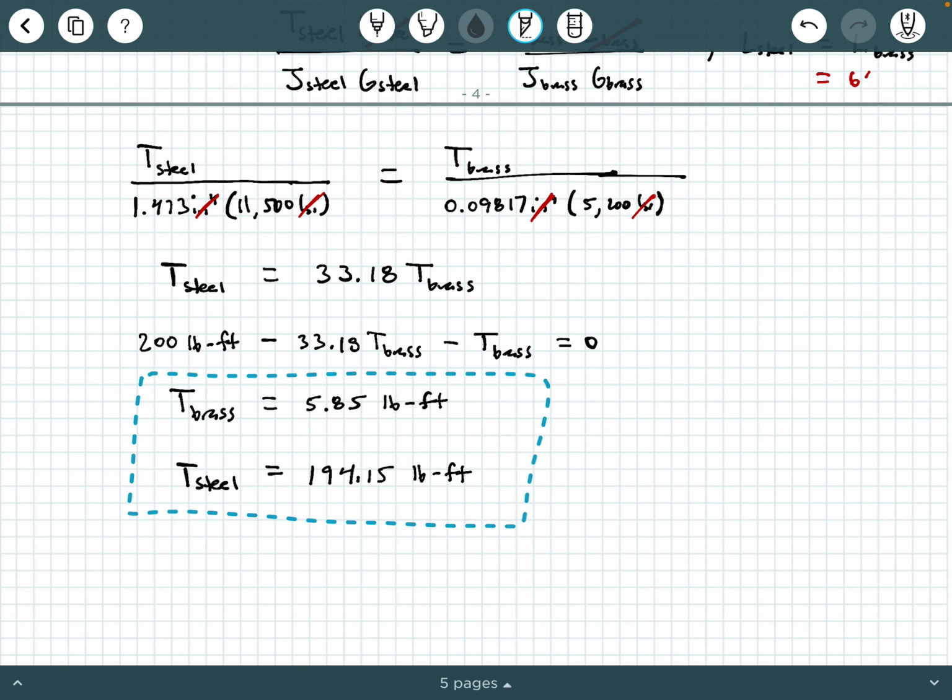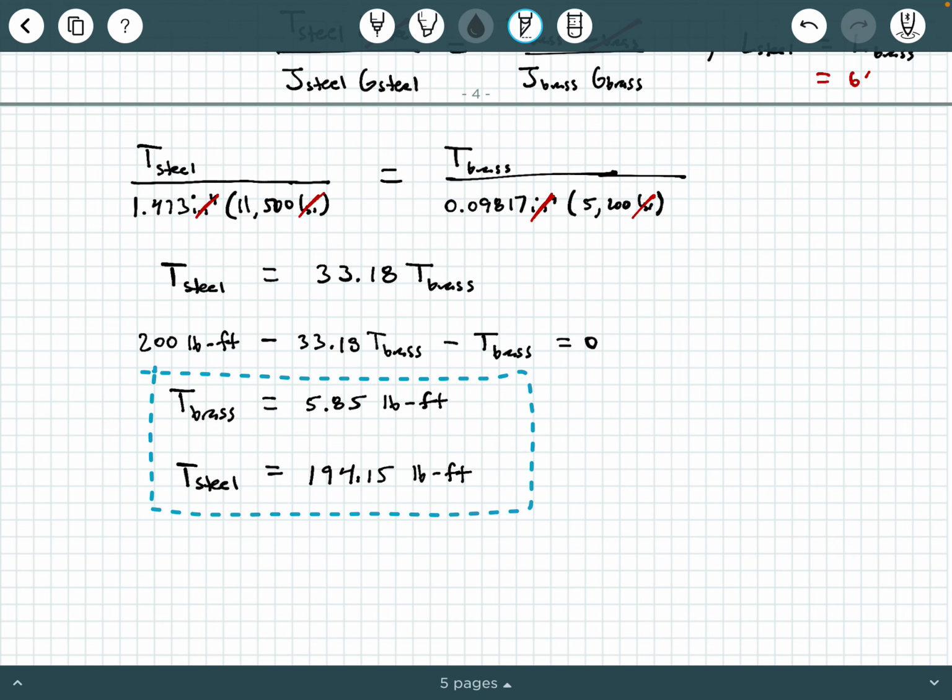So let's discuss this for a second. Number one, does it make sense that T steel is significantly bigger than T brass? Physically, does it make sense? We just showed mathematically that it does make sense, but physically, does it make sense? Well, yeah, sure. Brass is a much softer material than steel, okay? So it does make sense physically that the softer or weaker material is only able to support a much smaller fraction of the applied load compared to the harder or stronger material being steel. So from that perspective, it makes sense, okay?